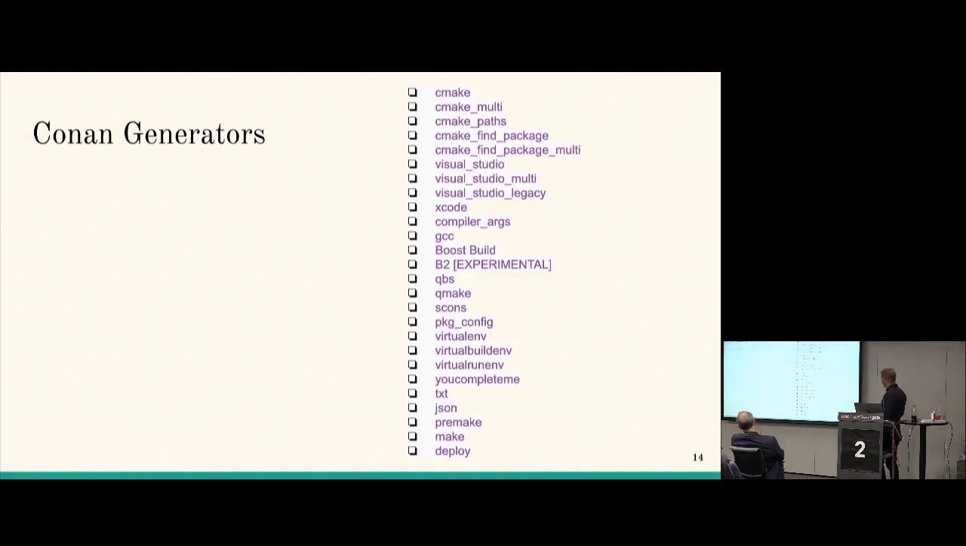Conan has a lot of generators. You've got CMake, CMake multi, paths, find package, tons of stuff: Visual Studio, Xcode, GCC, even a text version or a JSON version. So if you want to take a generator and fit it into your custom system, you can just create that in Conan. But in IncludeOS, we only use CMake and virtual environment. Pretty much enough, and that's for now. Might change in the future.